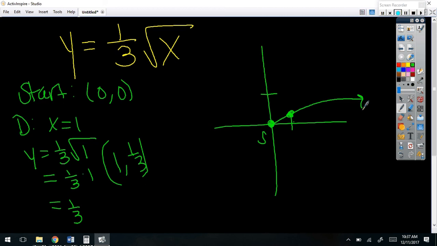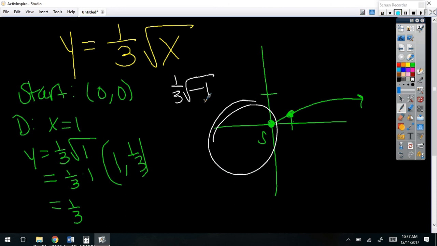The reason you can't do that with square roots is there's no graph over here. If you subtract 1 when you do it, you would get 1/3 times the square root of -1, and that would be an imaginary number. We're only graphing real numbers right now, so that's why you can't. Good question, though. All right.